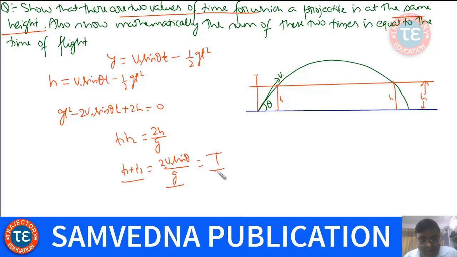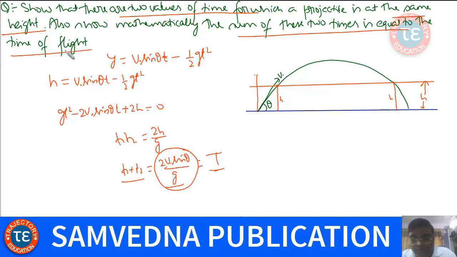what is this? This is time of flight. This is equal to time of flight. Alright, so that's what we have to prove. Sum of these two times is time of flight. Let's move to next question.